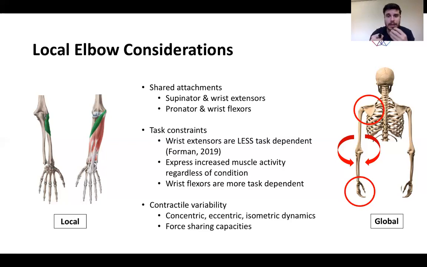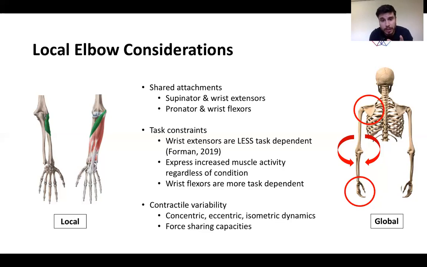But obviously looking at things locally here as well, the first thing we want to look at, the key feature for us, is the shared attachments of the supinator and the pronator teres with the wrist extensors and wrist flexors. Now the supinator muscle will share a common attachment with the wrist extensors at the lateral epicondyle. So you can say the supinators and the wrist extensors will often work together, while the pronator teres and the wrist flexors will share a common attachment to the medial portion of the elbow.